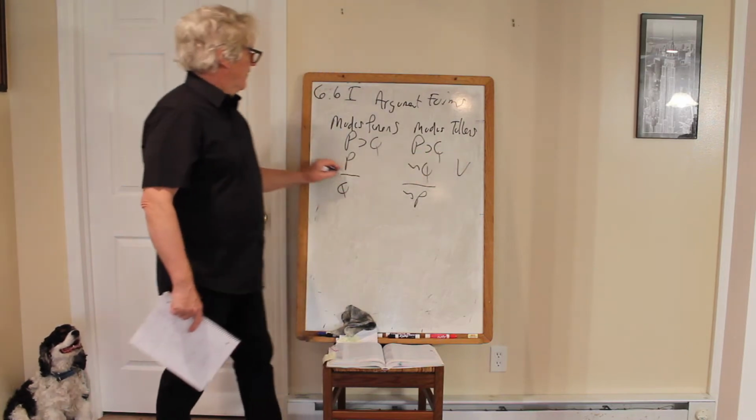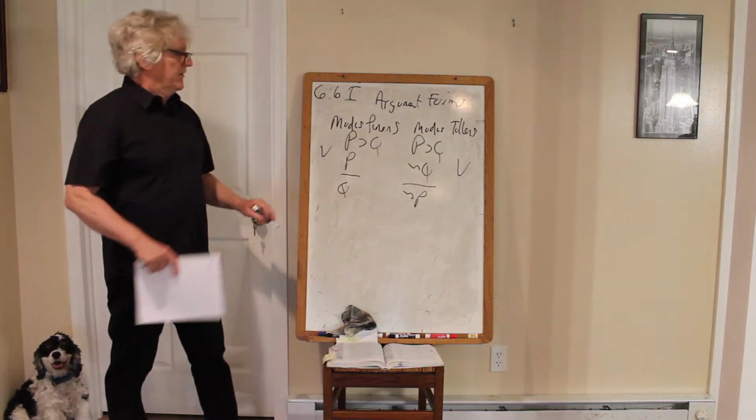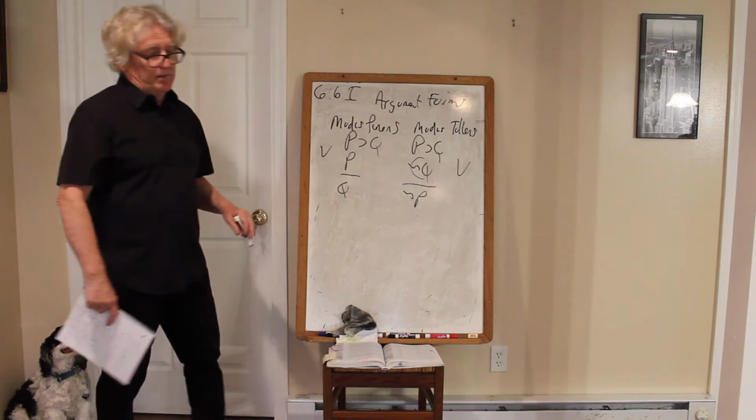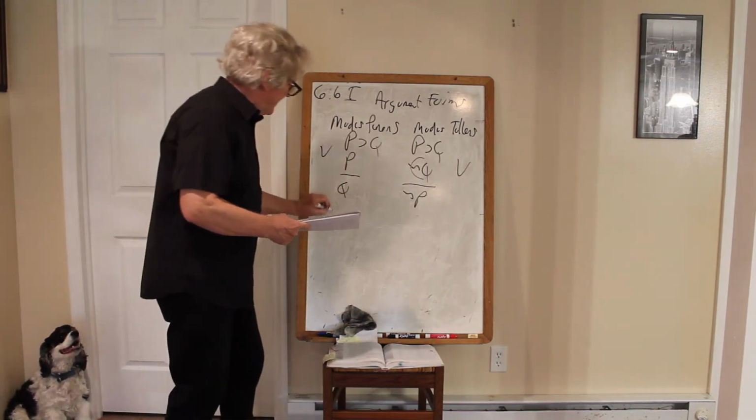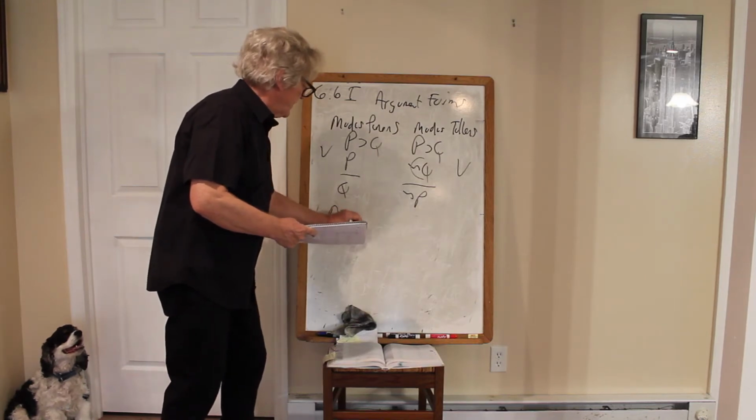So both are valid forms, modus ponens, modus tollens, method of taking. In the second premise, you negated the second premise or took it. That's the reasoning behind the name of it. Then you have disjunctive syllogism.